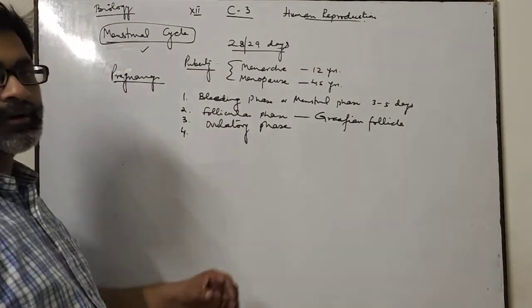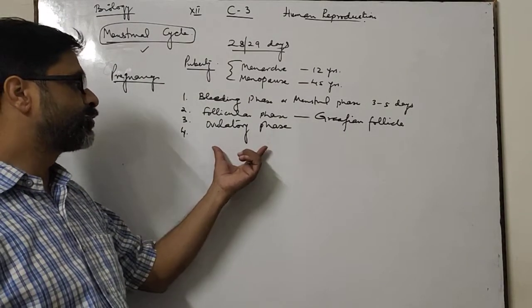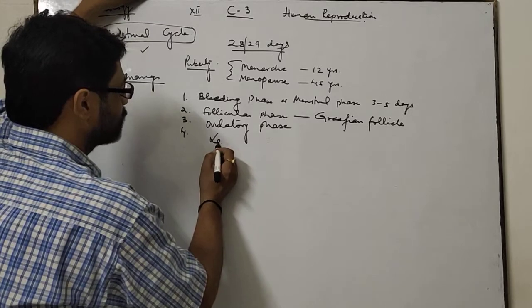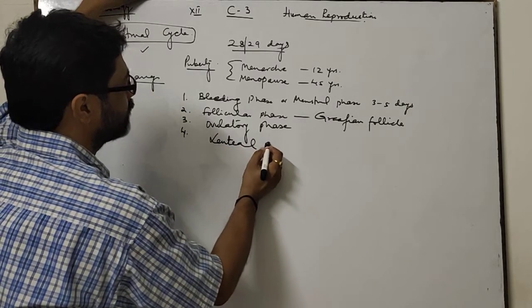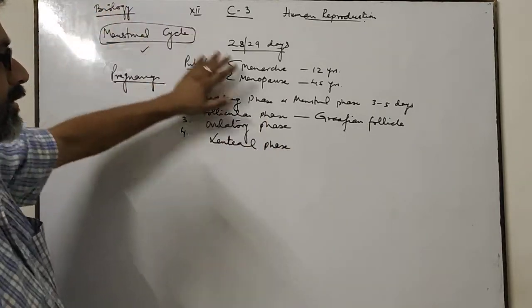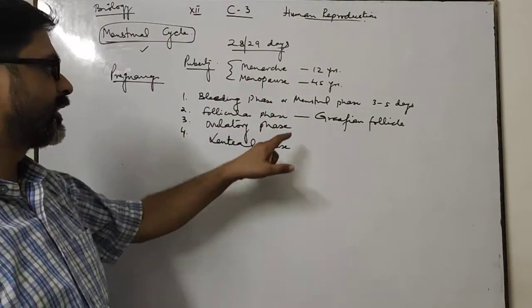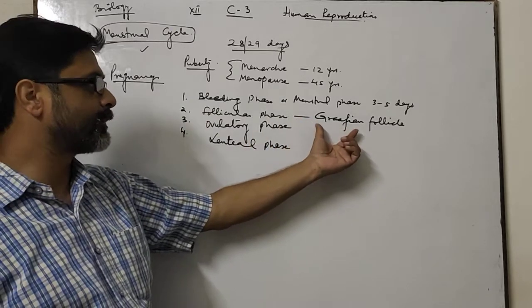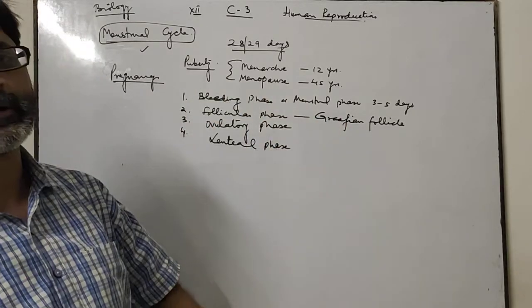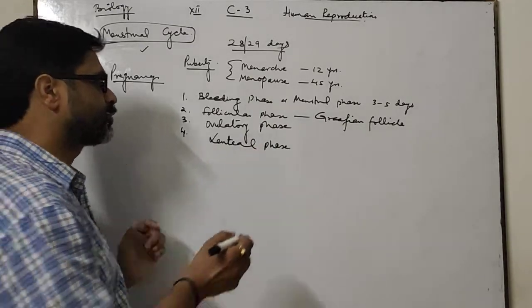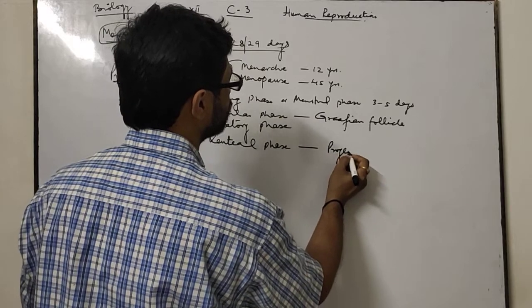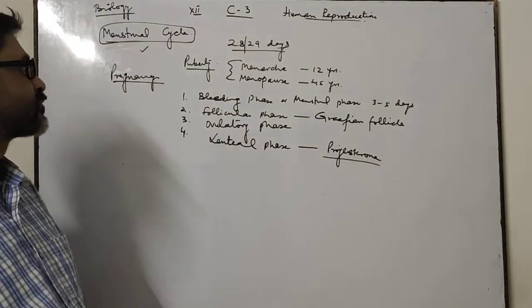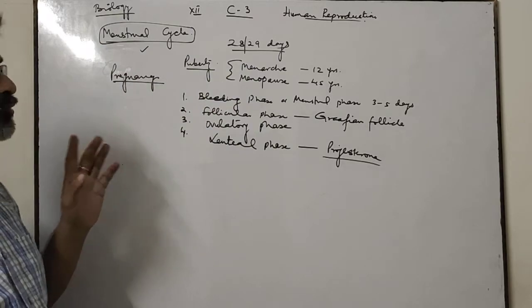After the follicular phase, there is the ovulation phase, or ovulatory phase. In this phase, the Graafian follicle releases the ovum, or egg. After this, the luteal phase takes place. In this phase, when the Graafian follicle ruptures, the ovum is released and waits for fertilization, and the remaining part of the Graafian follicle forms the corpus luteum. This corpus luteum releases progesterone hormone, which helps in maintaining pregnancy and various functions. This is about the menstrual cycle.